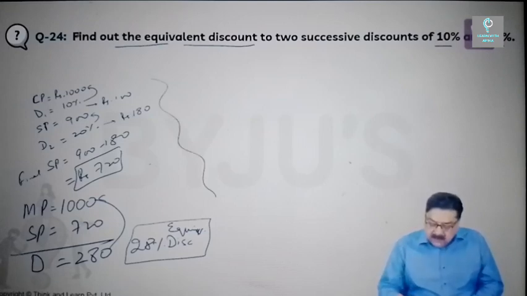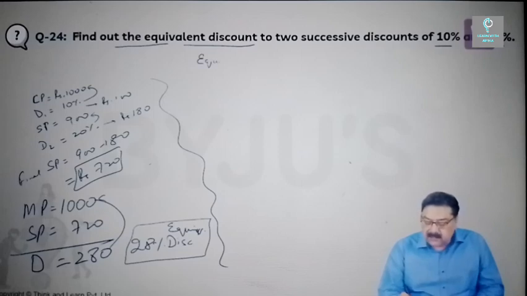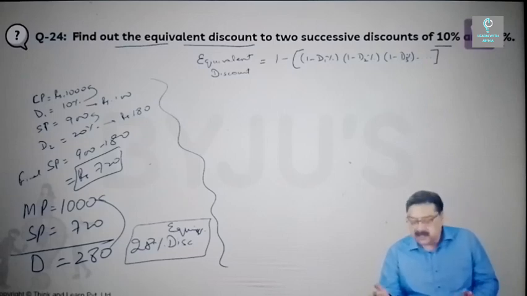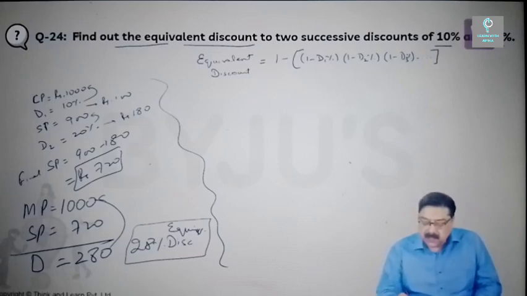Now how do you find this out? The equivalent discount, if you have to find it for successive discounts, shall be 1 minus the 1% discount into 1 minus the 2% discount into 1 minus the 3% discount, just in case more than two discounts are given. So this is how it has to work out. So let us employ this.